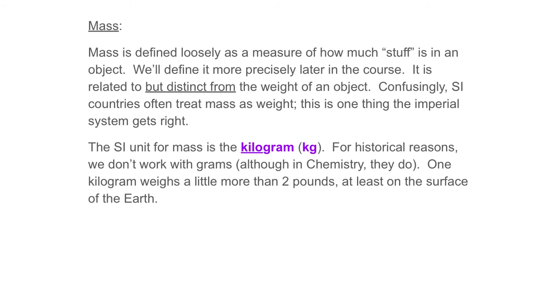1 kilogram weighs a little bit more than 2 pounds, at least at the surface of the Earth, and we'll talk more about that later in the class because weight will depend on where you ask it. Why is it in the kilograms instead of the grams? Because the gram is a small unit for a physicist. For a chemist, it's a pretty good amount of mass. You tend to add things in multiples of grams or maybe submultiples of grams.